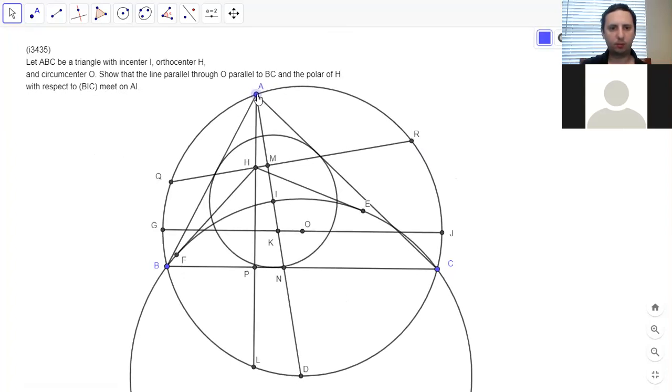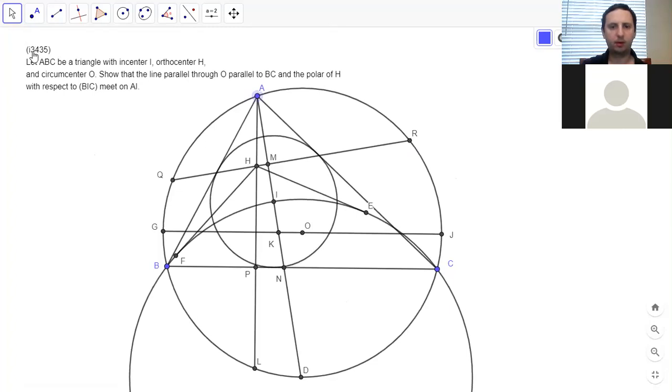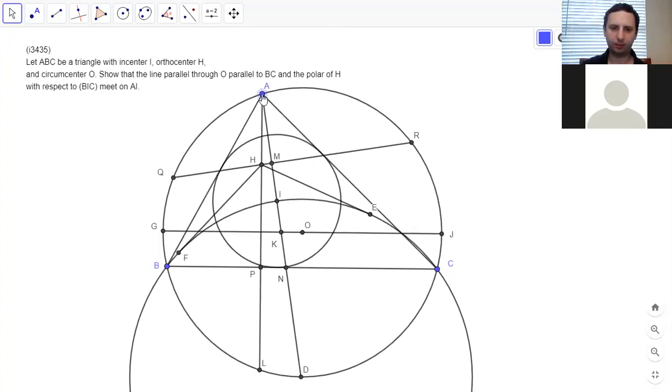So yeah, all these problems were from his book, but they might have been posted by someone else on Art of Problem Solving. So yeah, I should have looked up who, but I ran out of time.